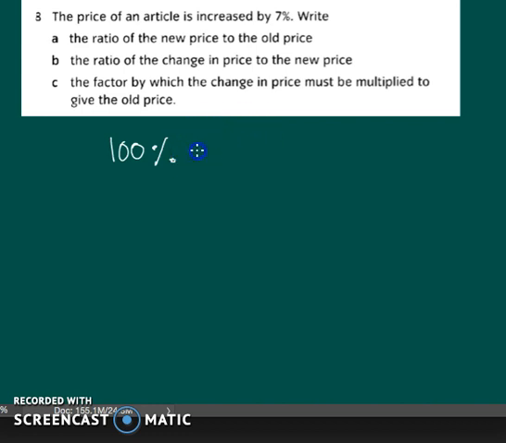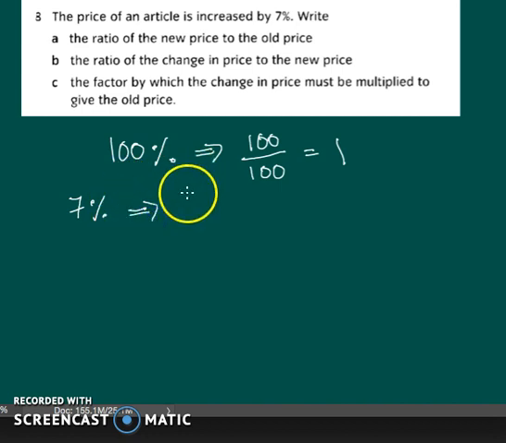100% means, in terms of fractions, 100 over 100, which is the same as saying 1. So 100% means nothing has been done to it yet. 100% or 100 over 100 is the original price. Now, when the article's price is increased by 7%, we have to add 7% to that 100%. So 7% expressed as a fraction is 7 over 100.